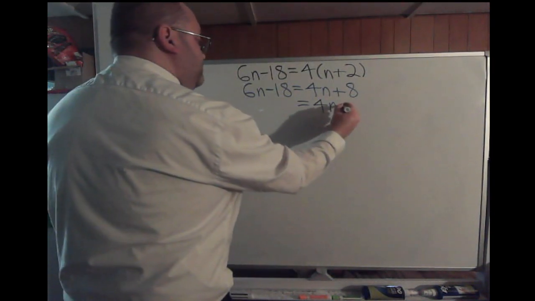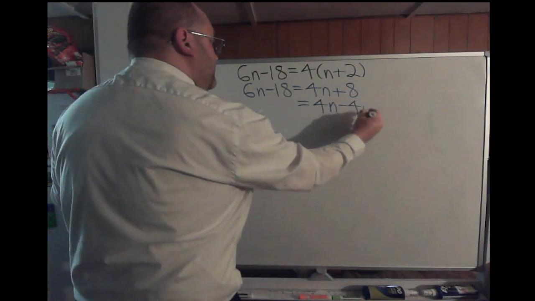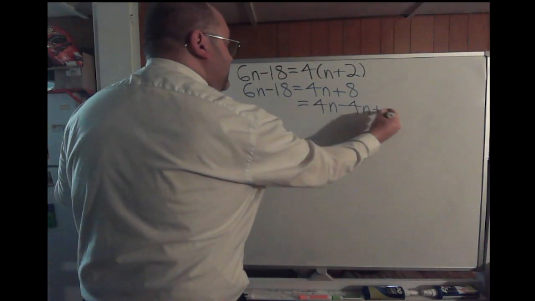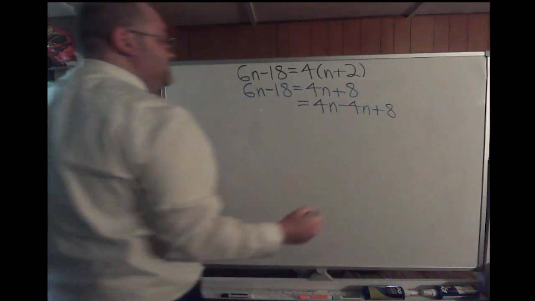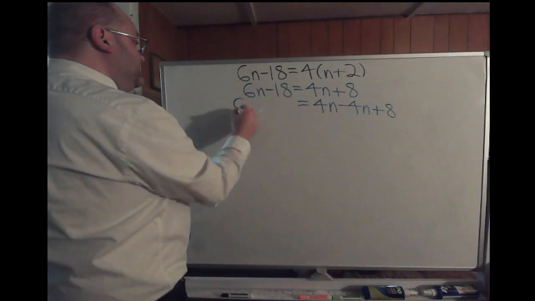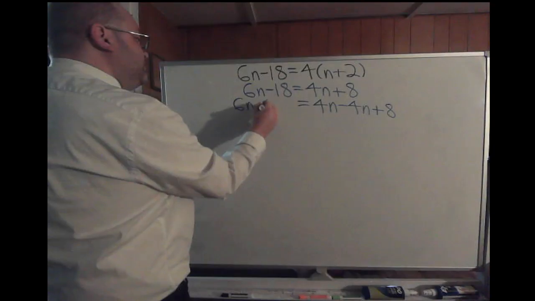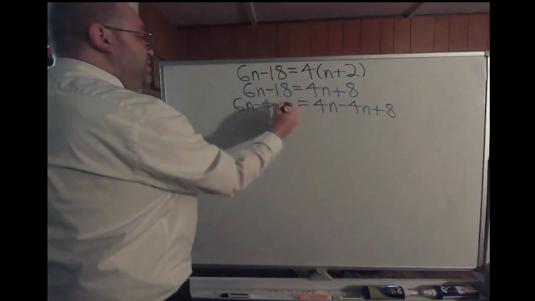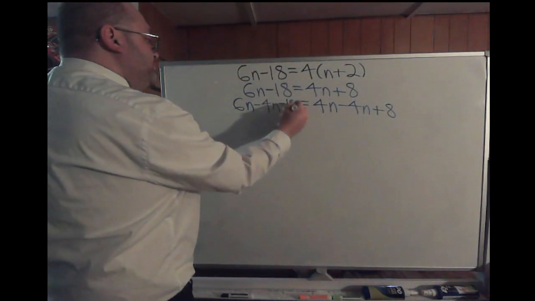So on the right side, you'll do 4n minus 4n. Then you have that plus 8 that's hanging out there. But since you did it to the right side, you got to do it to the left. So you'll have 6n minus 4n. Then you just have that minus 18 hanging out.